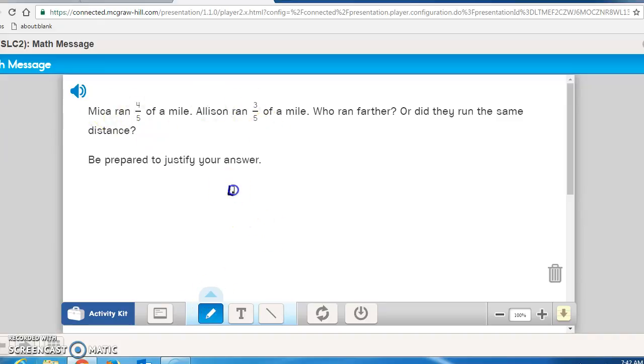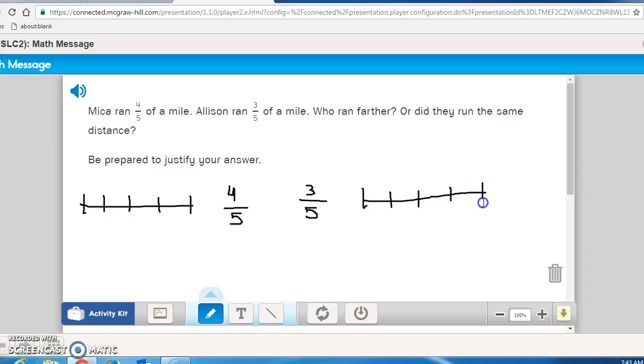4/5 versus 3/5. Well, the denominators are the same, the numbers down on the bottom. So that means that if the mile was cut into sections, this section is cut into 5 pieces. And so is this section. And sorry, they are not exactly perfect. Micah ran 4 of those. So she ran this distance. Allison ran this distance. She ran only 3.